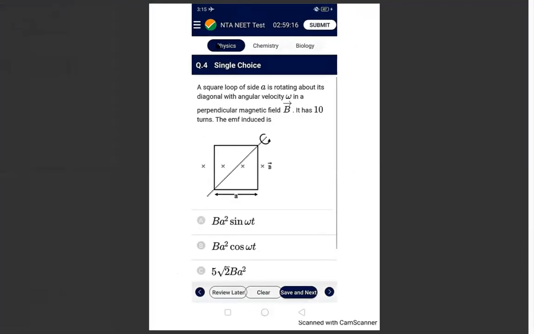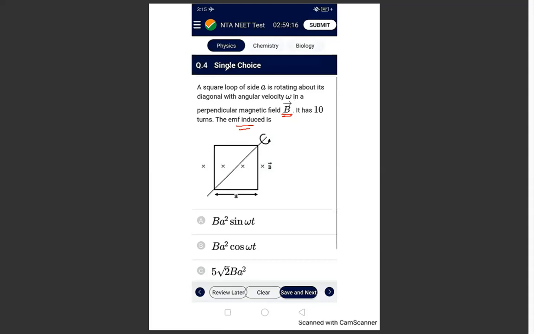Question number 4. There is a square loop of side A rotating about its diagonal with angular velocity omega in a perpendicular magnetic field of B vector. It has 10 turns. We have to find out the induced EMF. Okay, so let's find out the induced EMF. How do we find out the induced EMF?